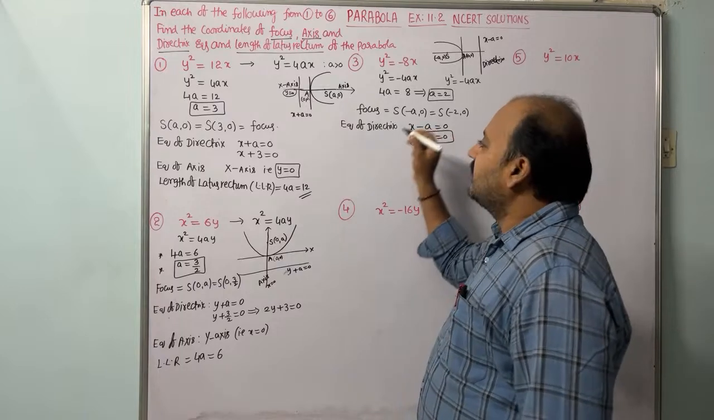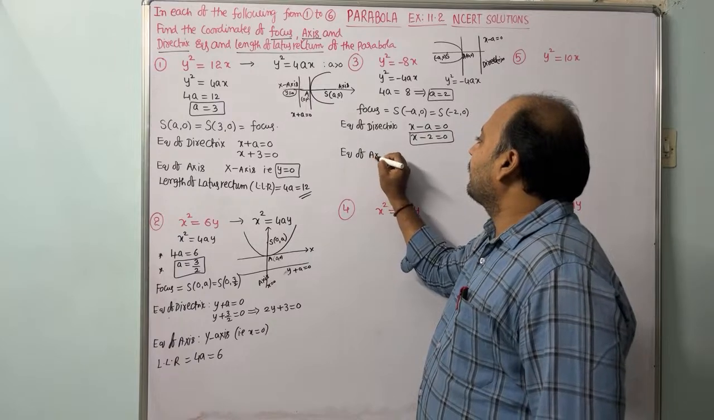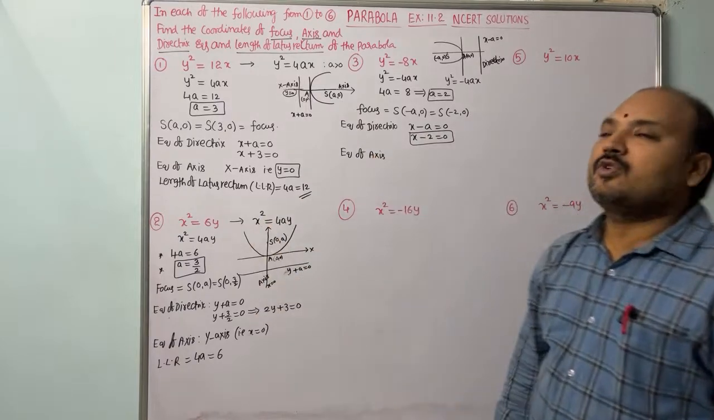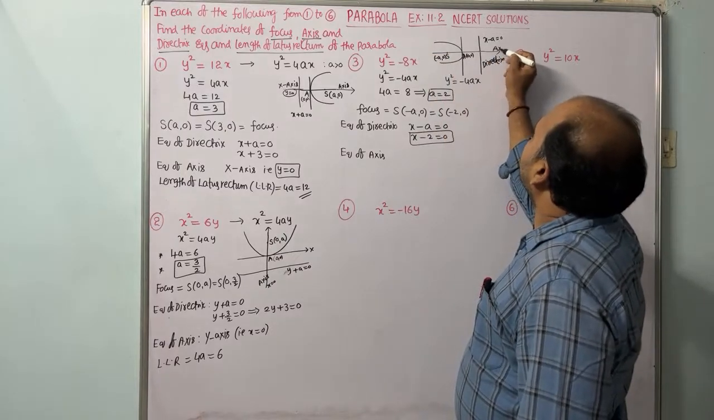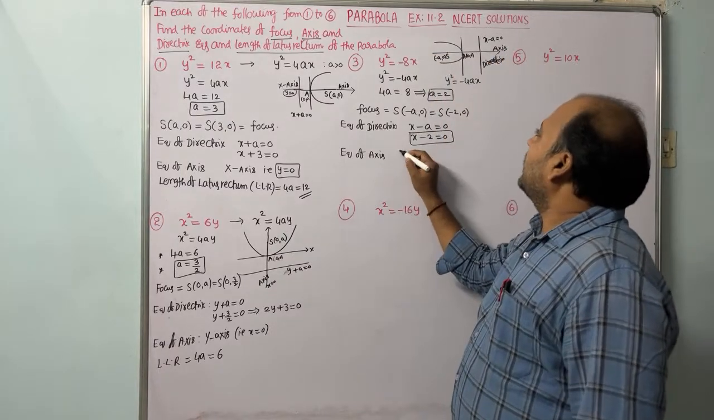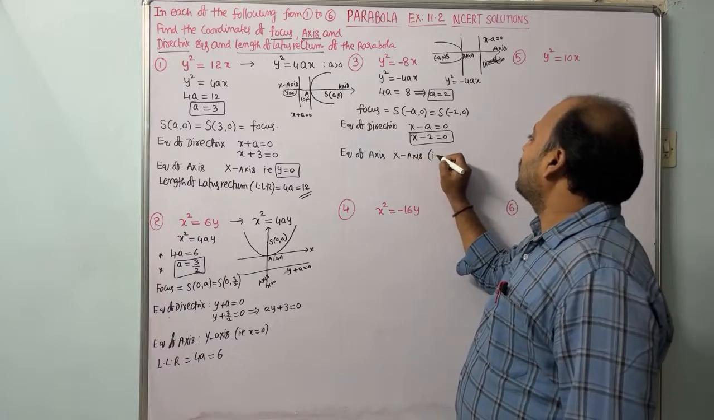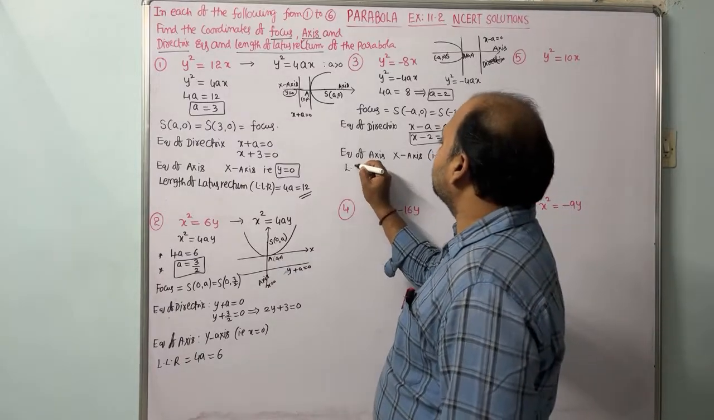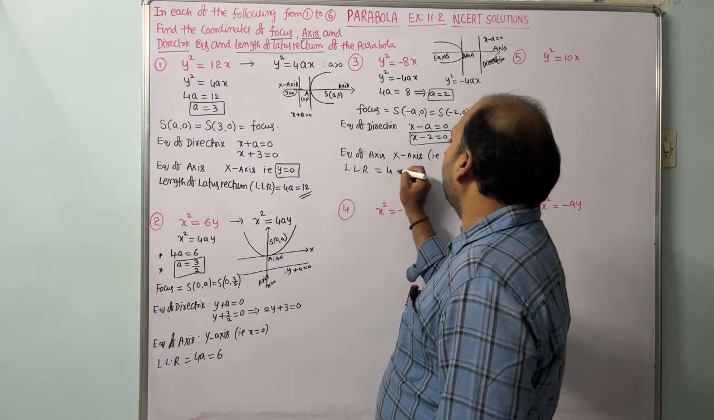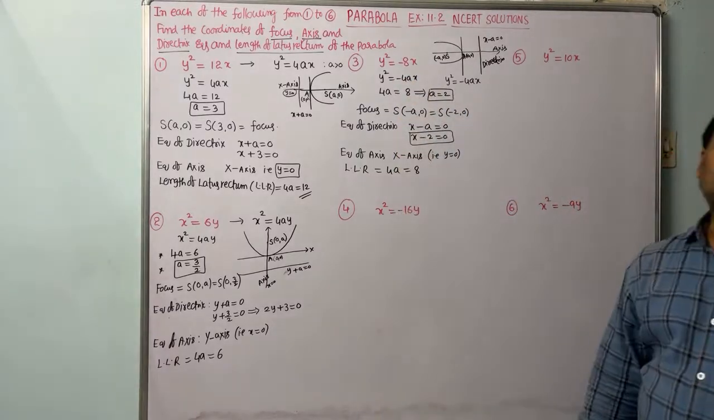We got it. Next, equation of axis. What is the equation of axis? This is only the axis equation, dear students. So axis means x-axis. In brackets, y is equal to 0. Next, length of latus rectum LLR equal to 4a. What is 4a according to this? 8. We got this information.